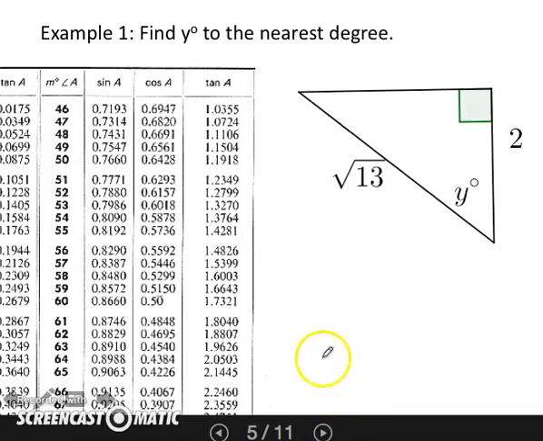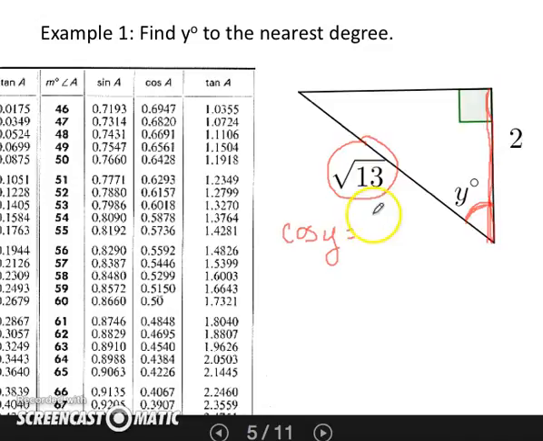Let's do an example. We're asked to find y to the nearest degree. So we have a right triangle. Y is one of the angles. We don't have the opposite side measure, so we're not going to use a trig function that involves that side. What we have is the hypotenuse, and we have the adjacent leg. So the best trig function to use in this case is cosine, because the cosine of y is information that we already have. The adjacent leg, 2, over the hypotenuse, which is the square root of 13.